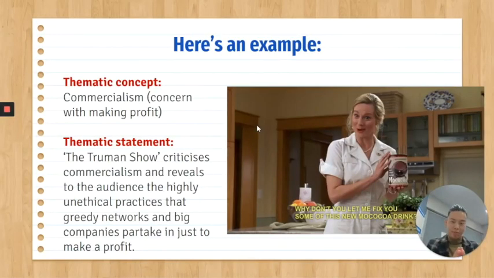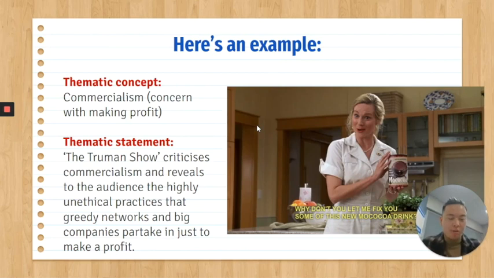So here's an example. We know that one of the major topics, thematic concepts, explored in The Truman Show is commercialism, which is this growing concern or obsession with making money. It's all about profit. It's all about money. And we see this through the fundamental concept of what The Truman Show is.